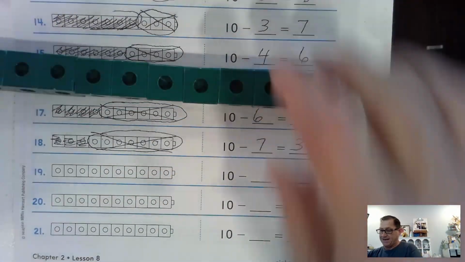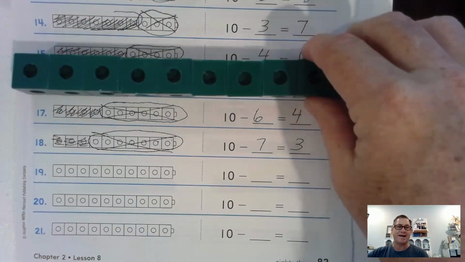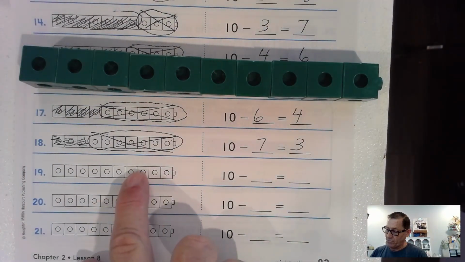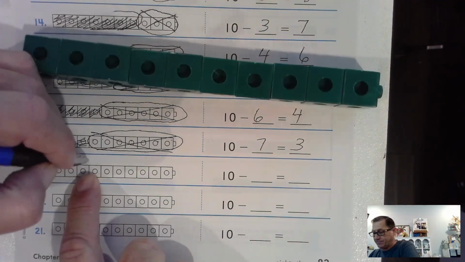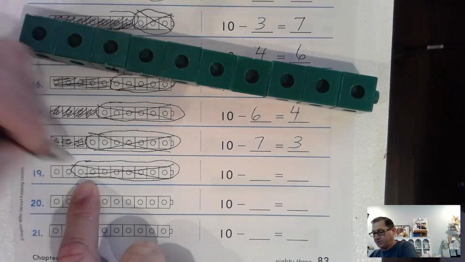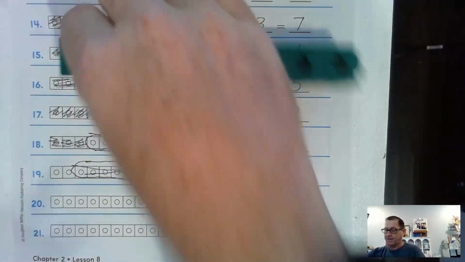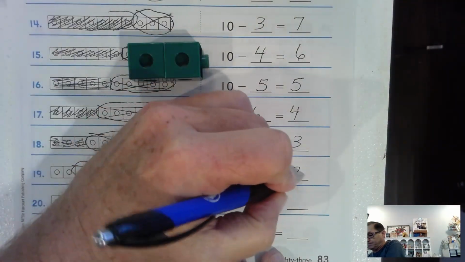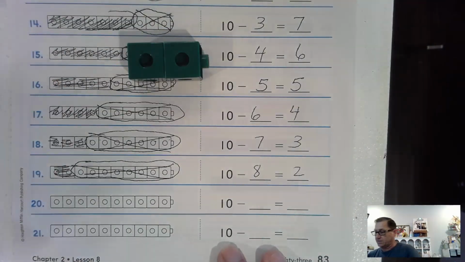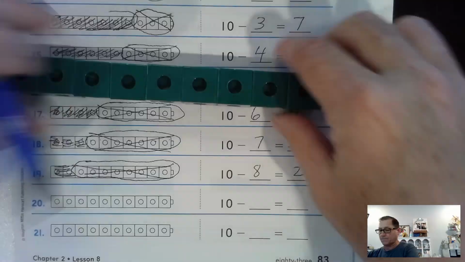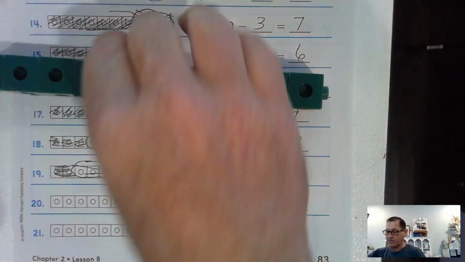Now we have 10, and this time we're going to take away 8. Okay, so 1, 2, 3, 4, 5, 6, 7, 8 are taken away. And we show that by crossing them out. And that leaves us 2. So 10 minus 8 is 2. Okay, this time we're going to take away 9.